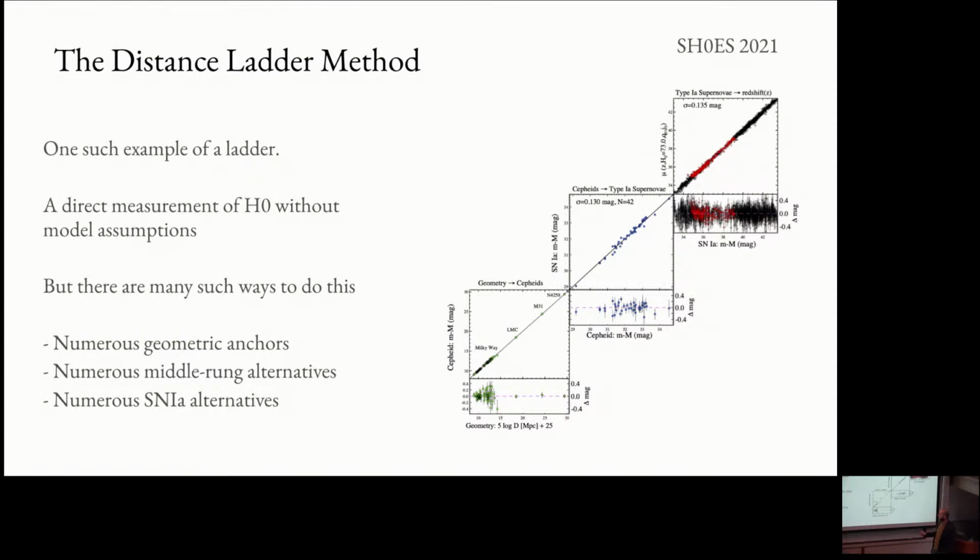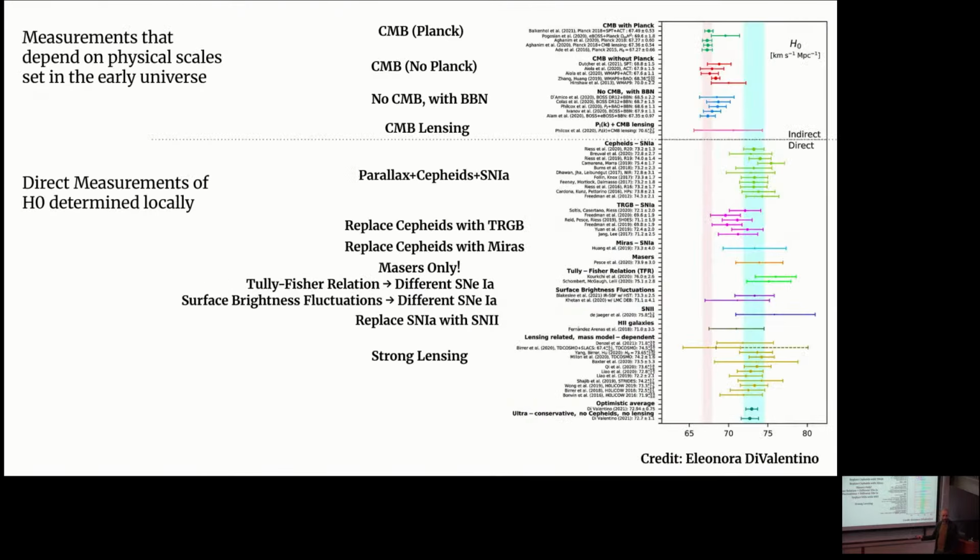Okay, so the distance ladder method by SHOES is one such example of how you could build a ladder where you calibrate from geometry to some intermediary distance indicator to some secondary distance indicator out into the Hubble flow where you can measure the Hubble constant. But there are many ways you can do this, and many groups have done this in different ways, and you can have different anchors in the bottom rung, you can have different middle rung alternatives, and you can have different third rung alternatives. And you've seen plots like this.